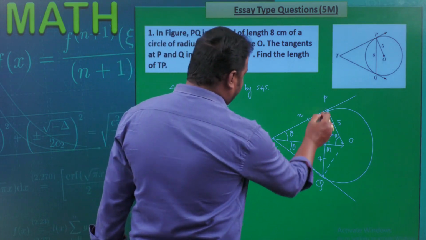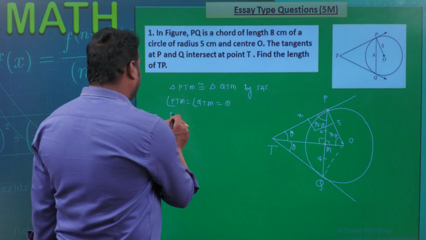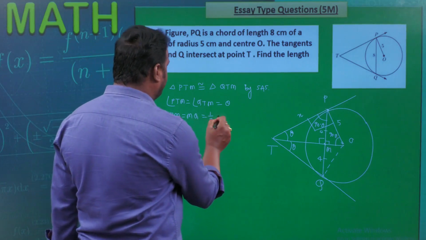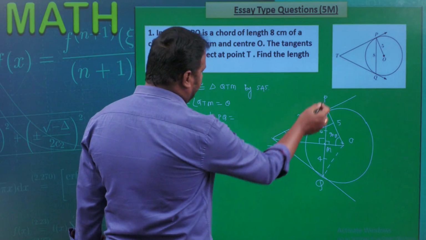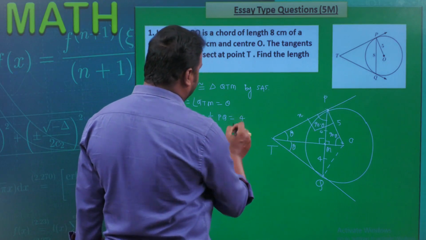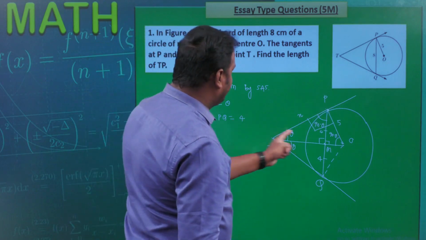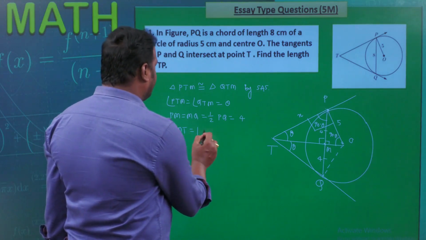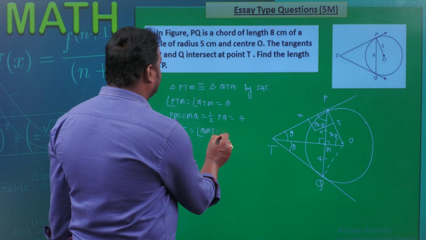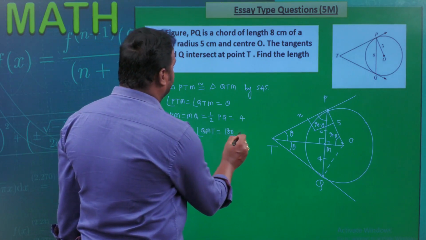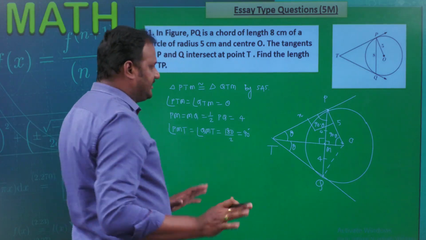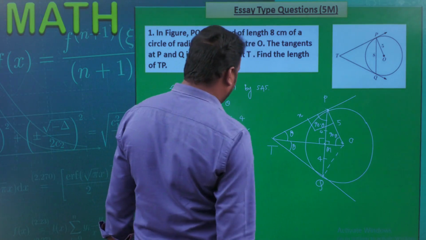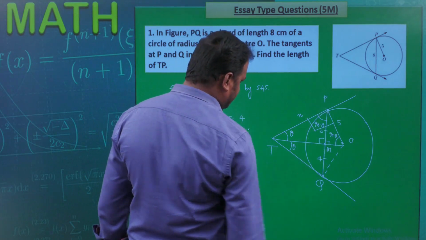And PM is equal to MQ, which is equal to half PQ. PQ is equal to 8, so half PQ is equal to 4 centimeters, and angle PMT, which is equal to angle QMT, is equal to 180 by 2, which is equal to 90 degrees. That is the information being provided. So now this is 90 degrees. It is 4 centimeters, and it is also 4 centimeters.